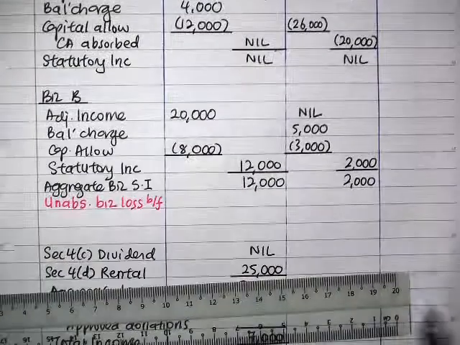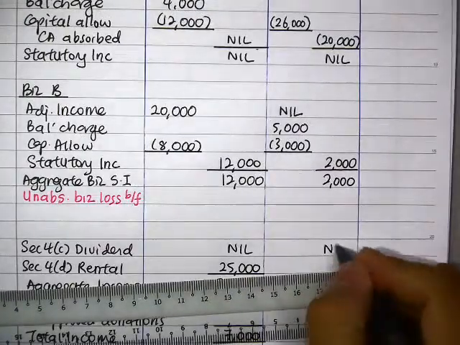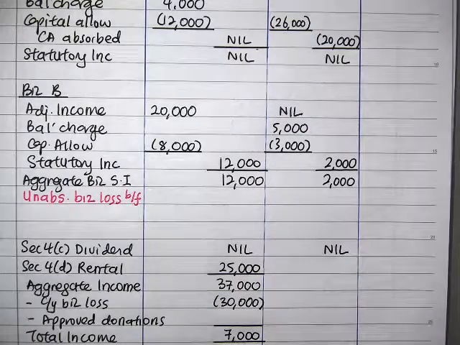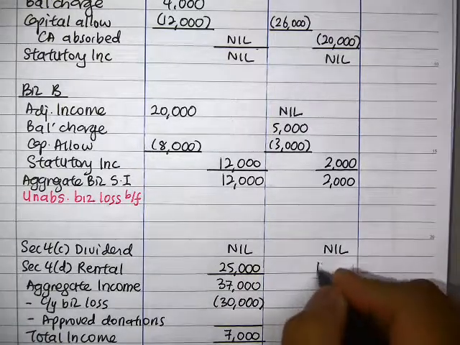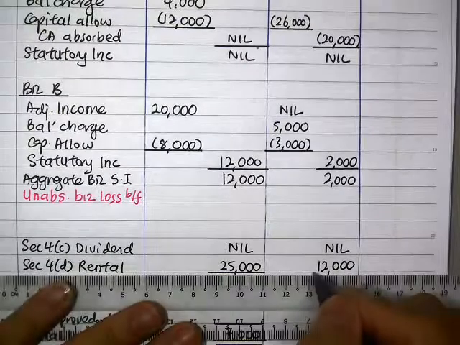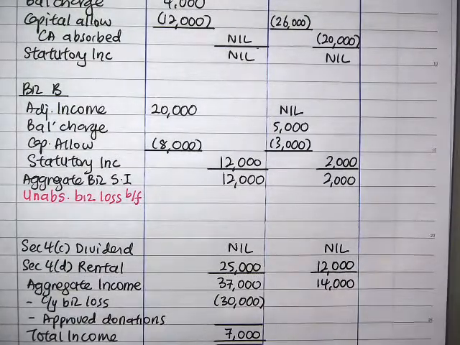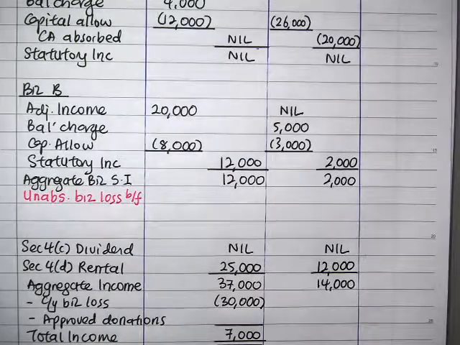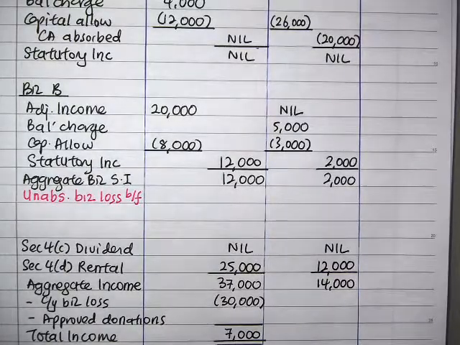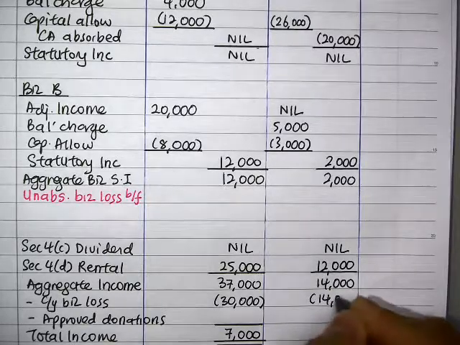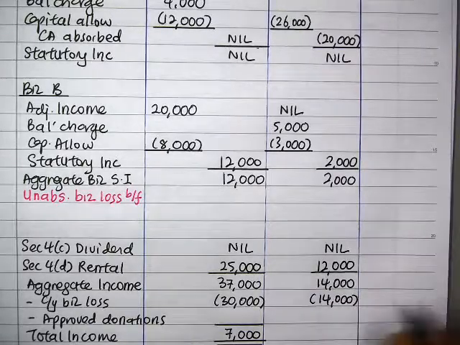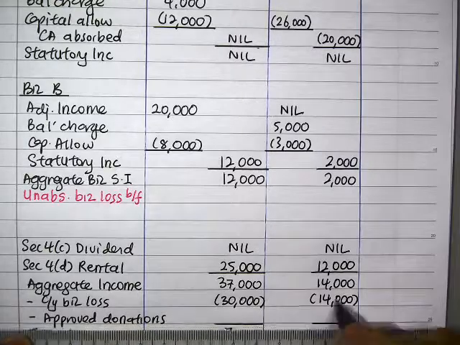So again, let's proceed on. Dividend, nil. And you have a rental, which is 12,000. So all in, you have 14,000. It's your aggregate. Now, what's your current year business loss? Now, earlier, if you take note, is 40,000 from business B. So 40,000, you only have 14,000. So the most you can absorb is just 14.